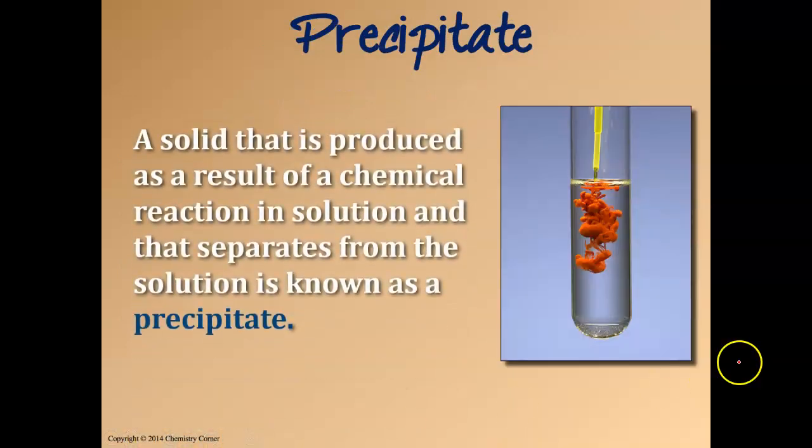So a precipitate is just what is shown in this picture. It's a solid that's produced when we have 2 liquids that come together. So in this situation, we have a clear liquid in the test tube, and then in this pipette up here, there's a yellow liquid. The yellow liquid goes in, and we have this rust color solid that forms. And so this solid is what we call a precipitate.